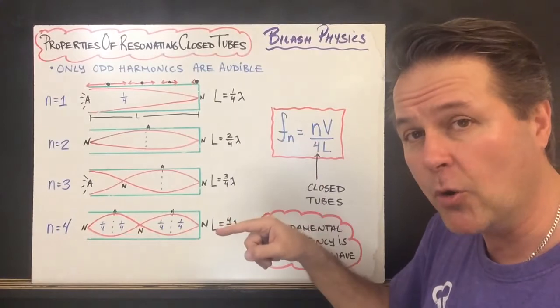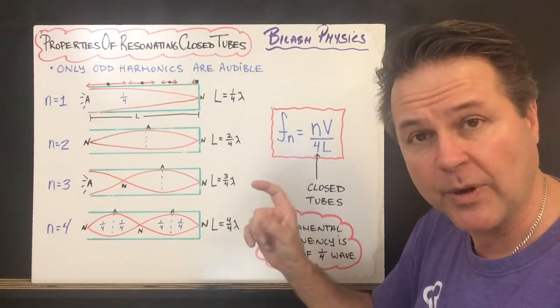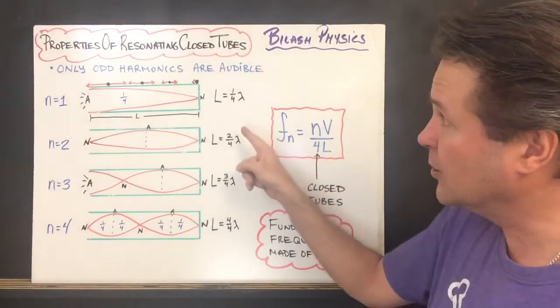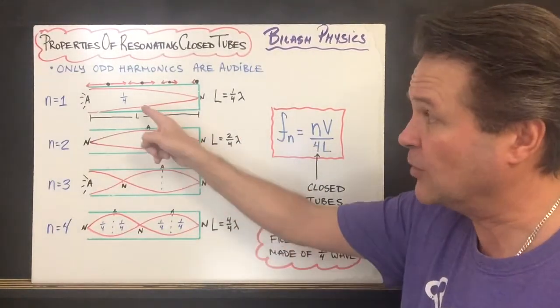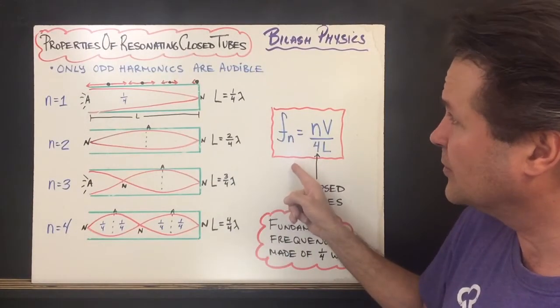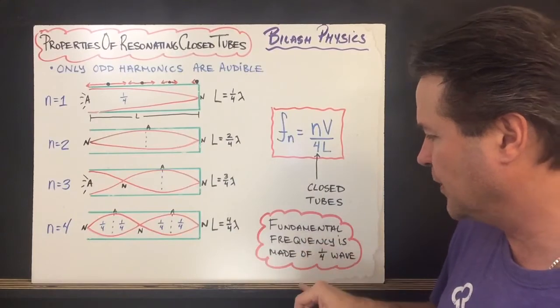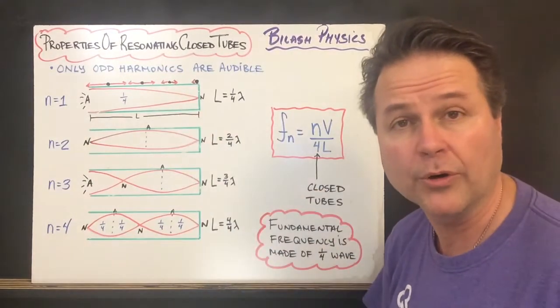We have a 2 in the open-ended tubes because we have half a wave, and we have a 4 in the closed tube formula because we only have a 1/4 wave in the fundamental. So here's the formula for the closed tubes, and just as a reminder, the fundamental frequency is made up of 1/4 lambda.